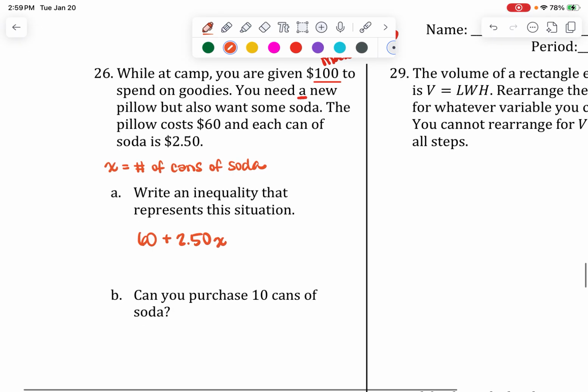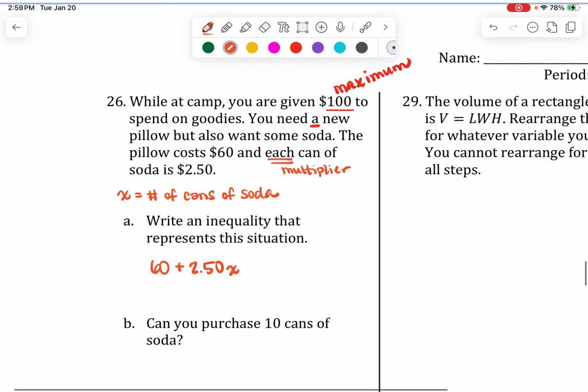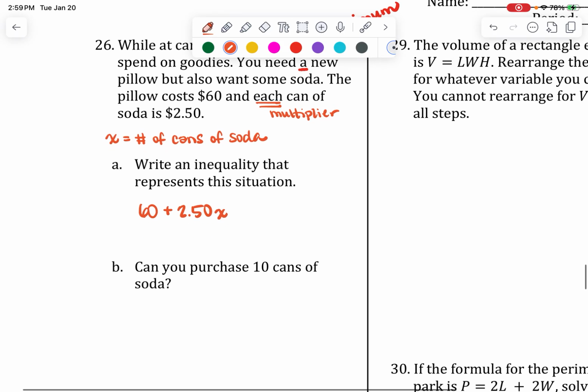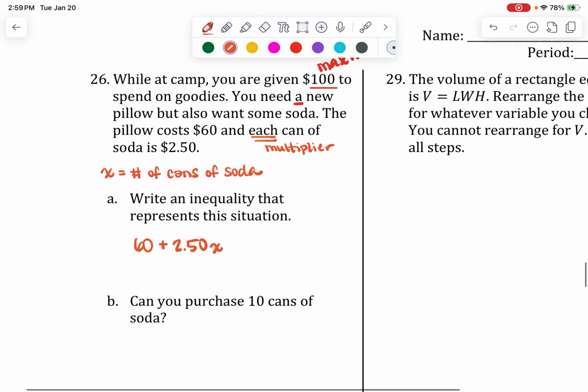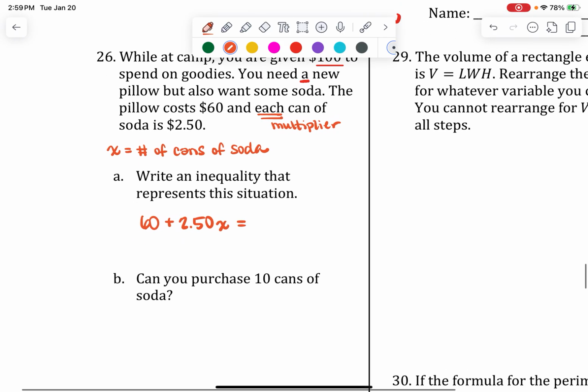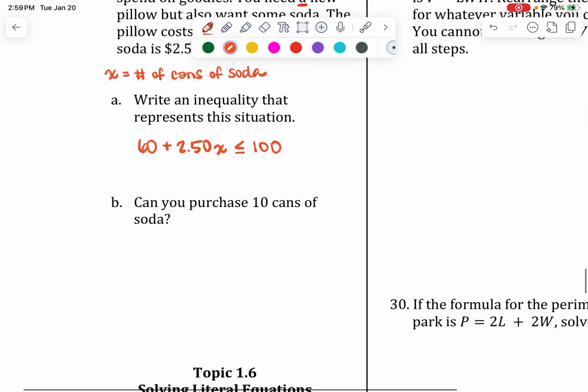Again, we love that word each. Anytime you see the word each, that's a multiplier word. So each can, 2.50x. And then that maximum of $100, I'm not going to set it equal to 100 because that means I'm going to spend all 100, but I don't have to. It just says that's the maximum I have. So I know the amount of money I'm going to spend, which is on the left, must be less than or equal to 100. Okay, and that would be our inequality.